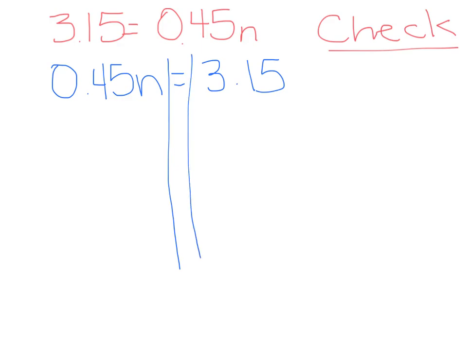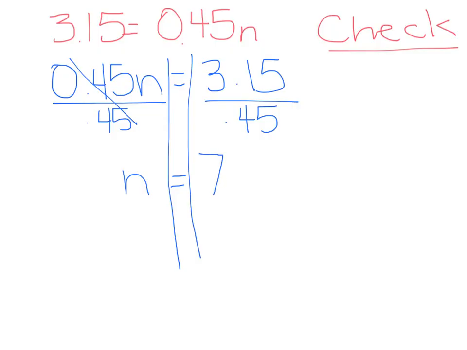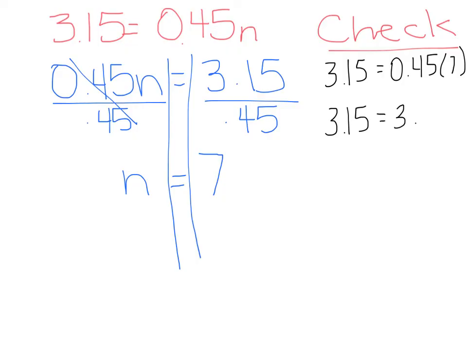And if we remember, 0.45 is being multiplied by n, so to get that n by itself, we divide by 0.45 on both sides. These will cancel out. n equals 3.15 divided by 0.45, or 45 hundredths. That would equal 7. To check our answer, we rewrite the original problem. 3.15 equals 0.45 times 7. When we multiply that out, 0.45 times 7 equals 3.15. So our answers match and we are correct.